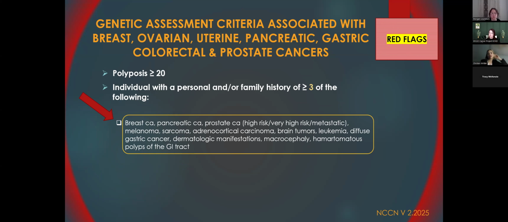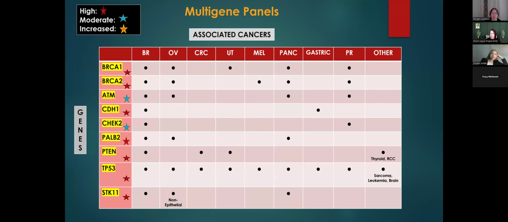There's that diffuse gastric cancer again. Certain dermatologic manifestations. So we sometimes think about neurofibromas with NF1. We also think about fibrofolliculomas with Birt-Hogg-Dubé, macrocephaly, and hamartomatous tumor polyps. We're all more familiar, I think, with adenomatous polyps, but the hamartomatous polyps are associated with PTEN Cowden syndrome. Not going to spend much time here.